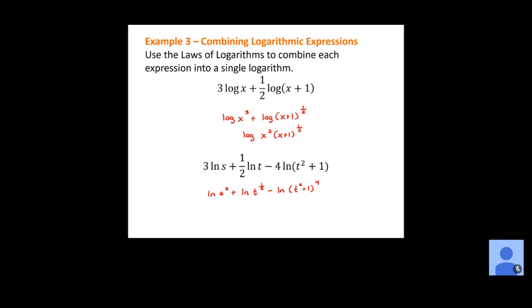Now we can take care of our multiplication and division. Okay, so we have the addition for the first 2. That means the s cubed and t to the 1/2 are going to get multiplied. And then we have the subtraction, meaning that everything in that log is going to get divided. Since they're all natural logs, I can put them all together. We're going to have s cubed times t to the 1/2 divided by t squared plus 1 raised to the 4th power. Again, once you get it into a single logarithm, there's nothing else we can do there because that's what we were asked to do, is write it as a single log. And so that is our final answer.